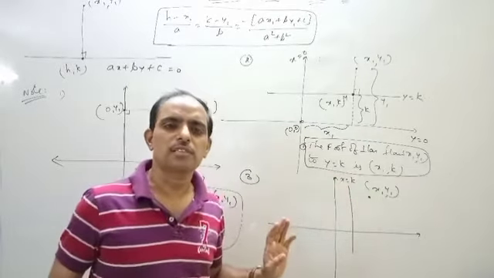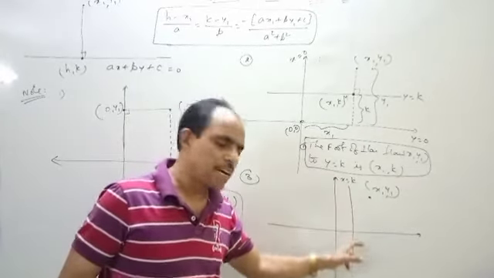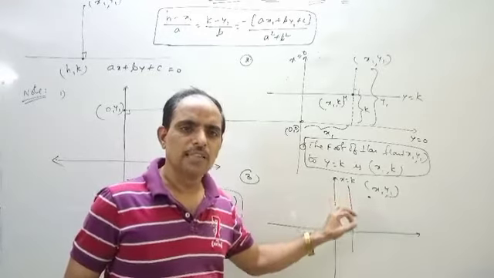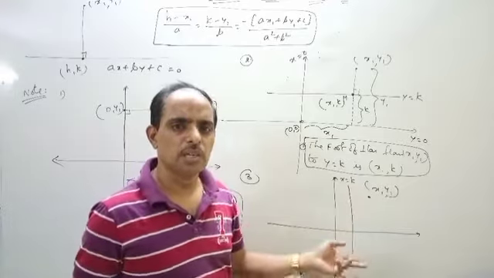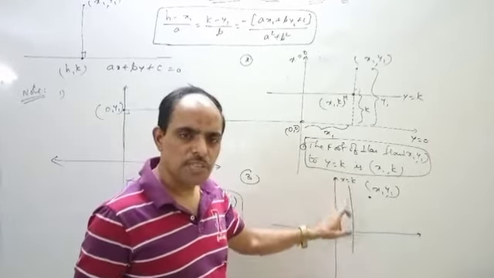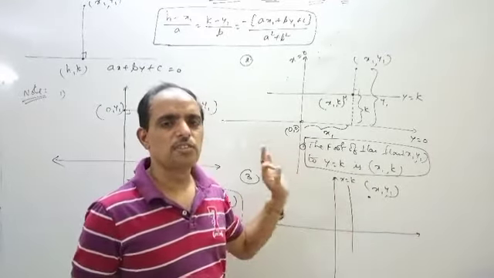Why did it get that name, x is equal to k? Anywhere on this line, if you take any point on the line, the x coordinate will be k only. k comma 1, k comma 2, k comma 3, k comma 4, it's like that. So that's why the equation of the line is x is equal to k.